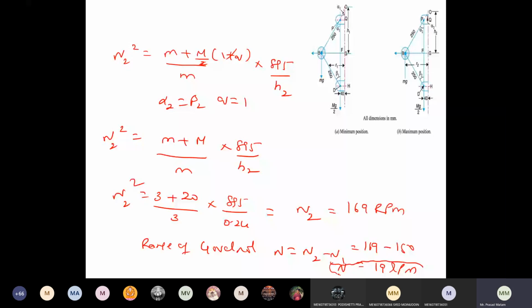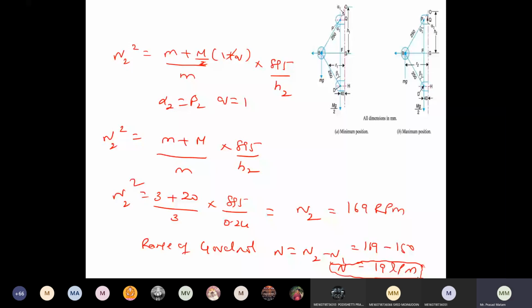So with this I will wind up the class. Anyone having any doubts? Ask me. Next I will solve the next problem. Tomorrow I will solve one more problem. So by this weekend I will wind up the Porter governor and Proell governor. Next week I would like to go for the two more governors that are left, that is Hartnell and Hartung. Very simple, only one problem we are having in these two.